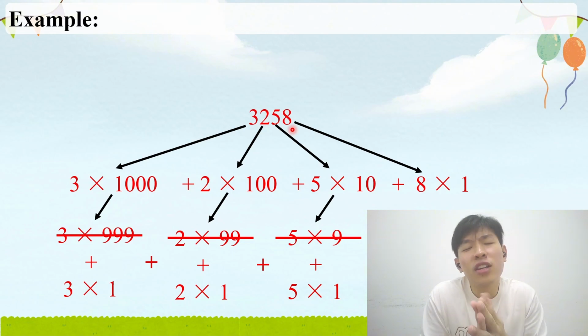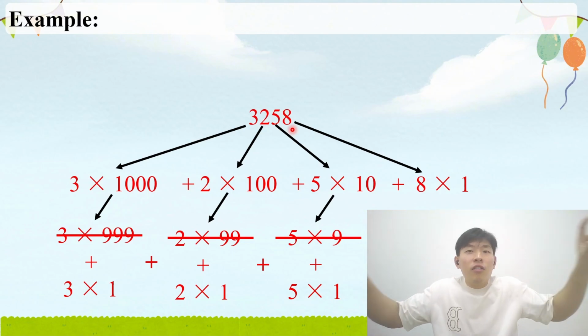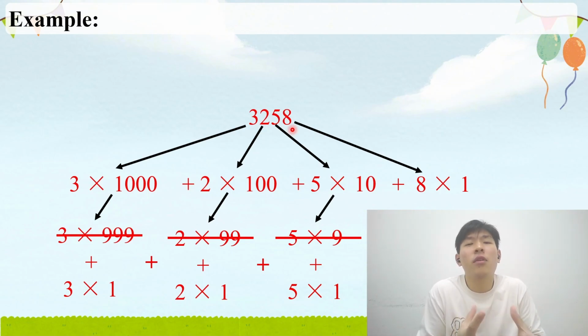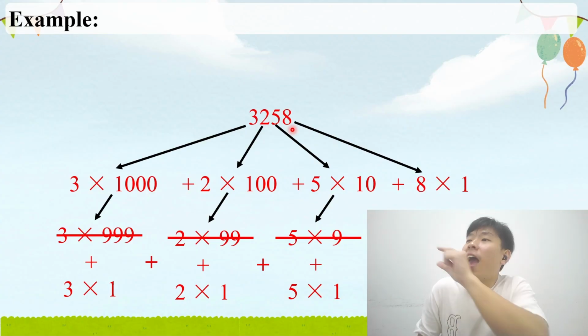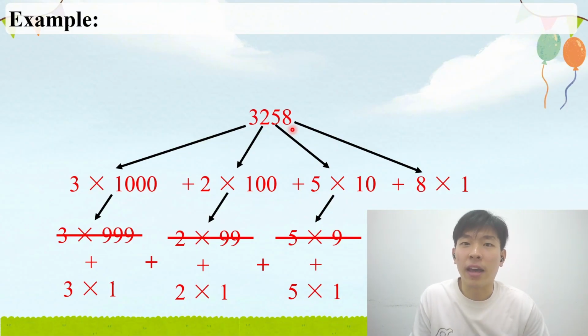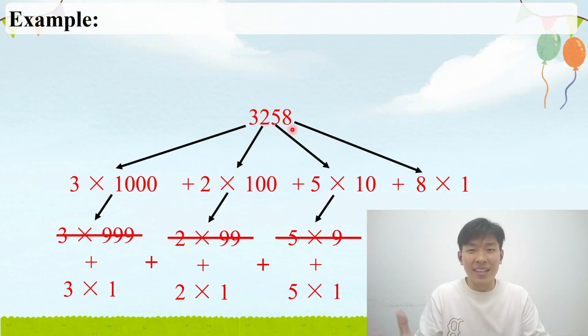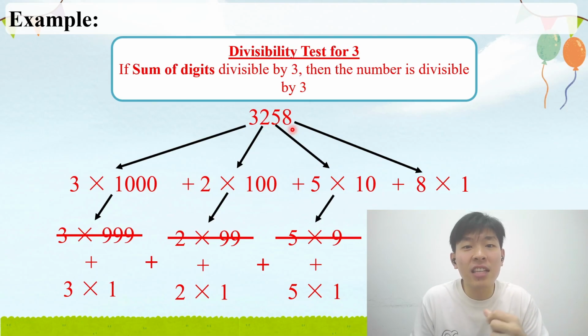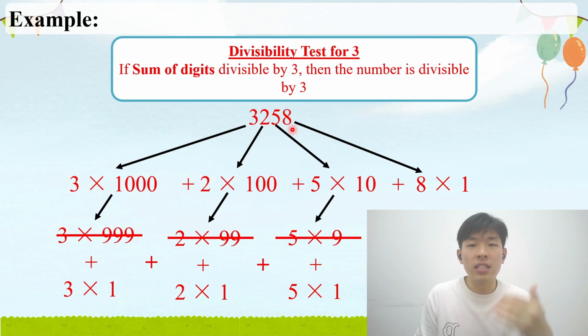Here, these are 4-digit numbers. But what if it's very long, 10-plus digit numbers? I want to check whether it's divisible by 3. I can just add all the digits up, then check whether this sum is divisible by 3. And done! Amazing. So here, this is the divisibility test of 3. If the sum of digits is divisible by 3, then the number is divisible by 3.